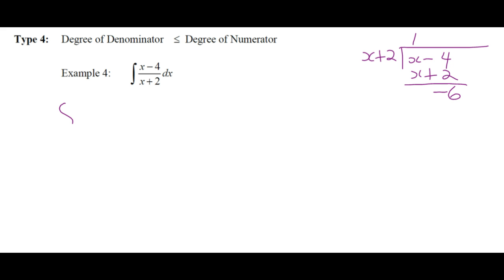So we can now write this expression as the integral of 1, the quotient, minus 6 over x plus 2. That's the remainder, right? Same as if you're dividing 30 by 7, it's 4 and 2/7, right? You know, with the remainder of 2 sitting down at the bottom. But that's 2 over 7. This is negative 6 over x plus 2.